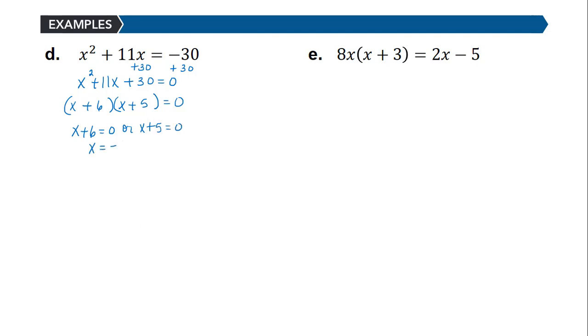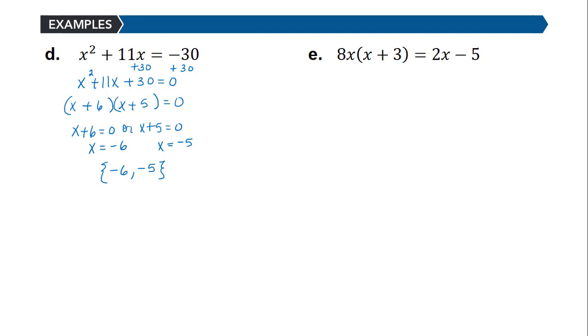Subtract 6, we get x is equal to negative 6. And subtract 5 to get x is equal to negative 5. Writing the solutions in order from smallest to largest, we would have the set containing negative 6 and negative 5. And again, I could plug in those values to see that I get a true statement.